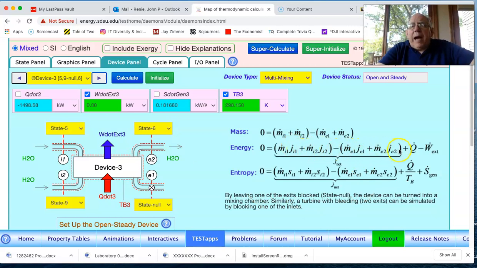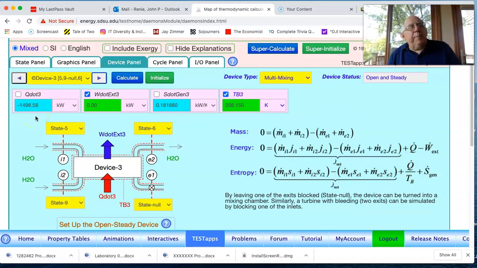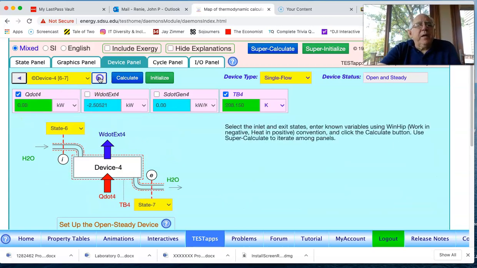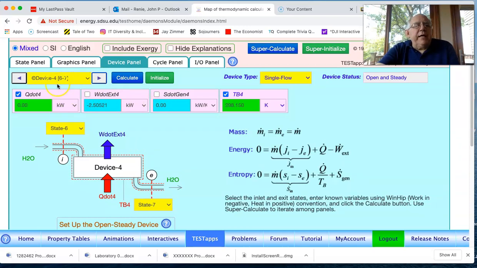And so the enthalpy balance is performed because we know all of the properties. The work being done is 0, and so we see that we're rejecting about 1,500 kilowatts of heat from that device. And then we also have device 4, which is the pump. The pump takes the fluid from state 6 to state 7. No heat transfer, a very little amount of work, only 2.5 kilowatts of work required for the pump.